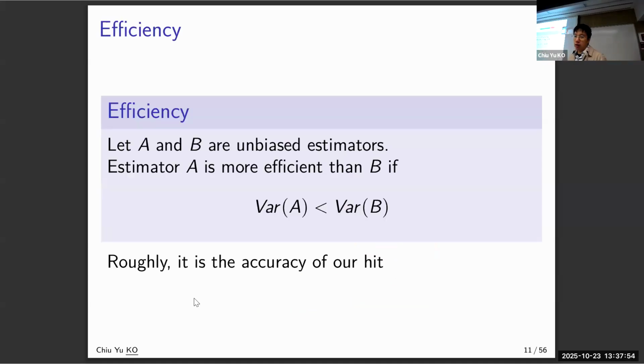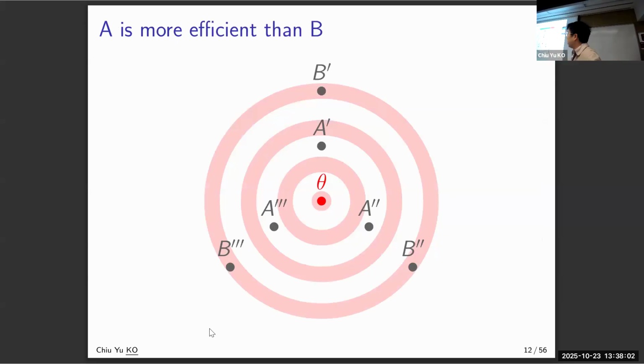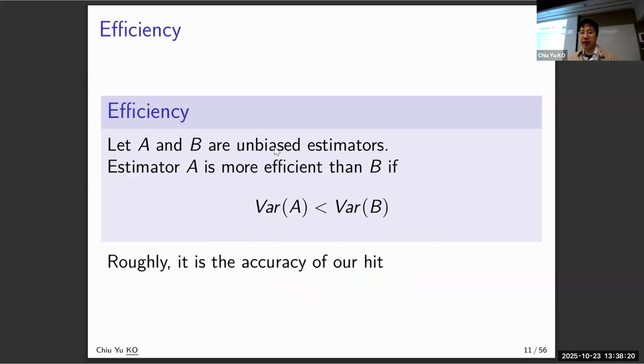But if we want more, if we want to know how good they are, we look at the efficiency, the variance. If we are closer to the target, then it's better, right? So that means A is better than B, A is more efficient. And efficiency is only comparable when you talk about unbiased estimators, okay? If one is closer, but on average not right, then it's not comparable, okay? So here I only compare when they're unbiased only, okay?